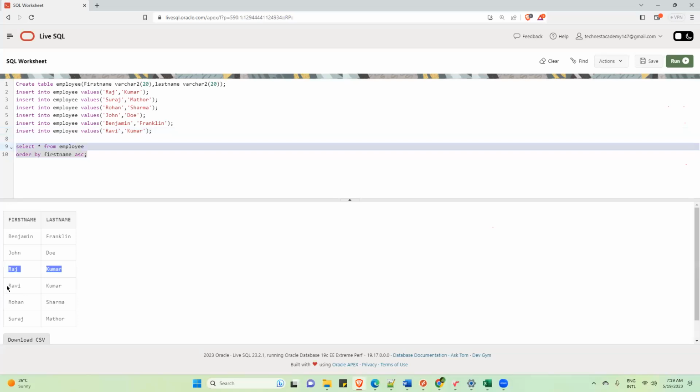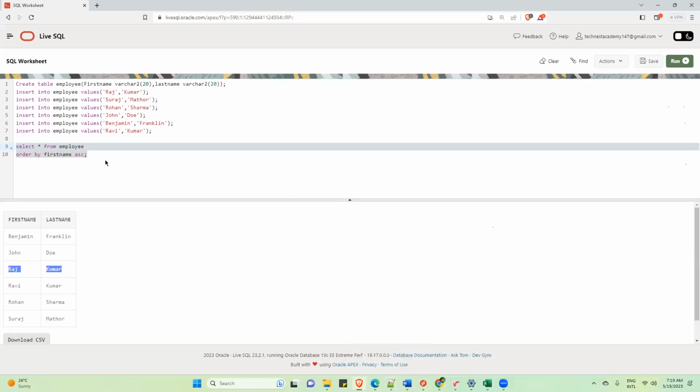Now see, Raj Kumar, Ravi Kumar. R and R are the same, so the engine will check the next character. This is A, this is A, also the same. Then the engine will check the third character. This is J, this is V. J comes before V. That is why we display Raj Kumar first, then Ravi Kumar, and then Rohan Sharma. Hope it is clear, everyone.